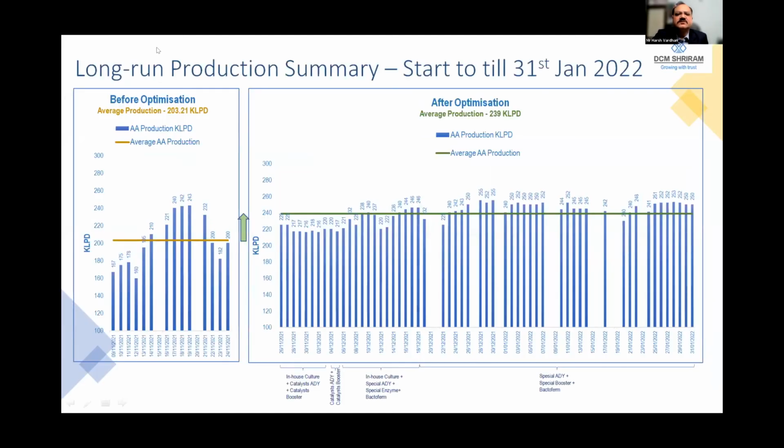This is the overall impact. Before that, we were operating somewhere at the level of 200 KLD per day production level. With the optimization, we achieved a production level of 250 KLD per day. The average production for that period was 239, and before that it was 200 KL per day.